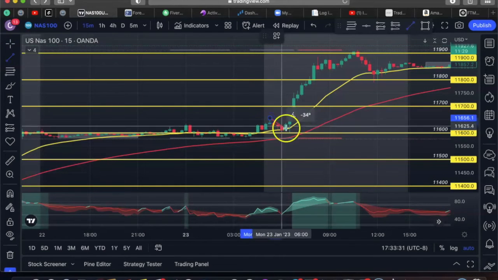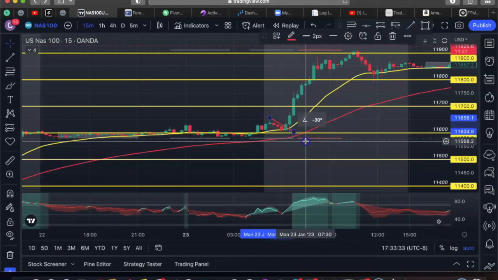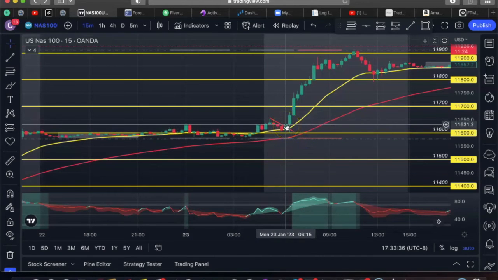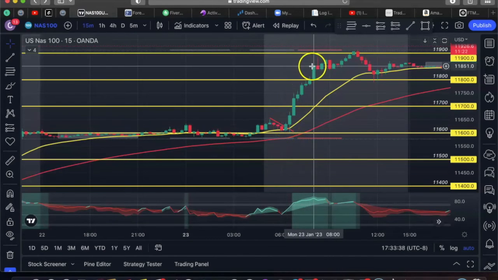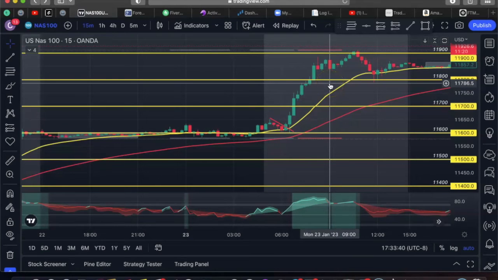This kind of can be valid if we use these wicks right here. Once this candle closes above it, buy right there, right at the market open, boom. So this really does work. This is how you guys are going to be able to catch the breakouts.